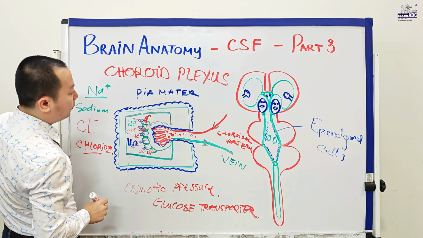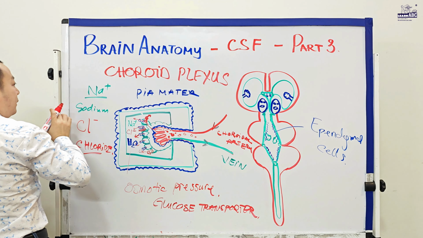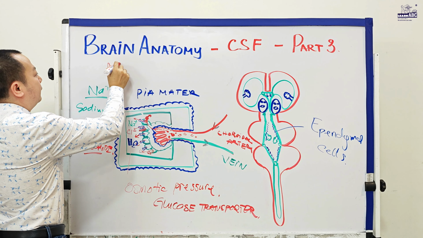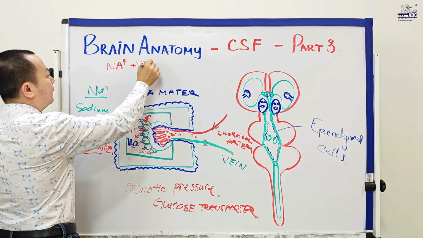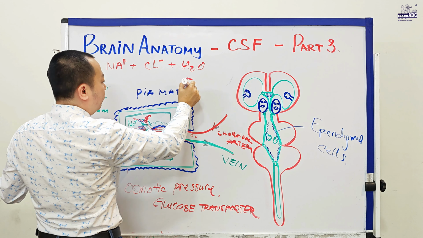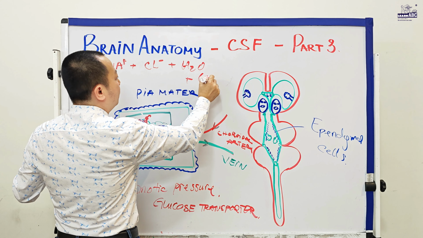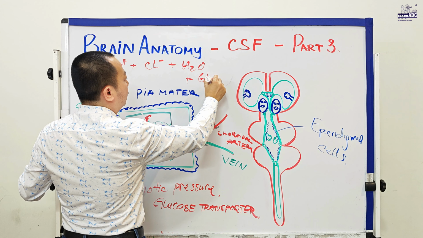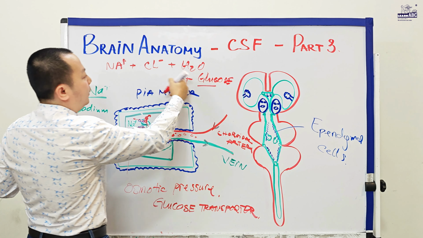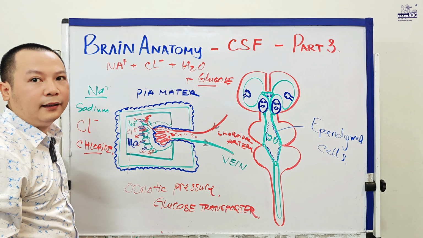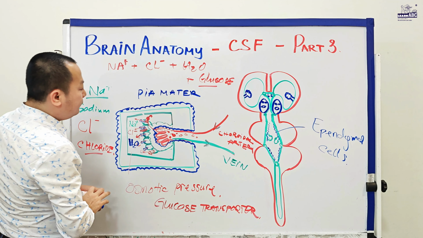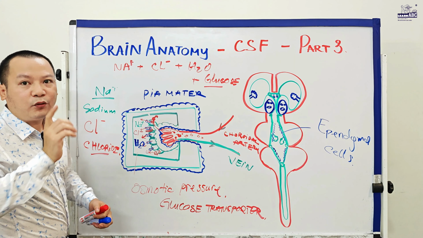Right? Now what do we have right now? So choroidal, I will remove this. Now what do we have? CSF, now we have sodium plus chloride. What? Water. And what else? And glucose. Yeah. So this is the component of the CSF, right? The cerebrospinal fluid, right?